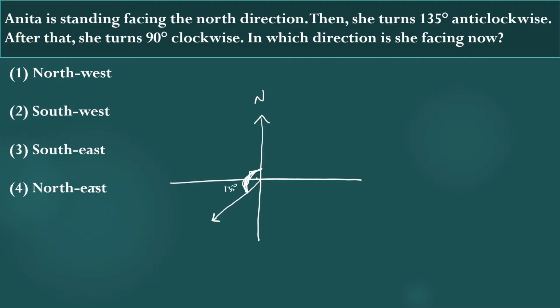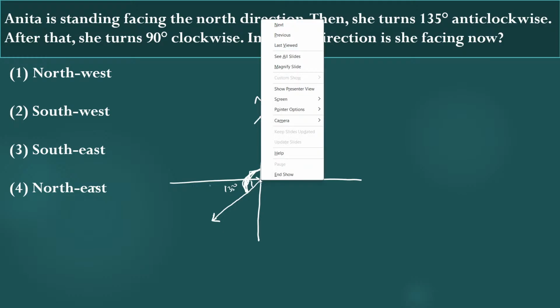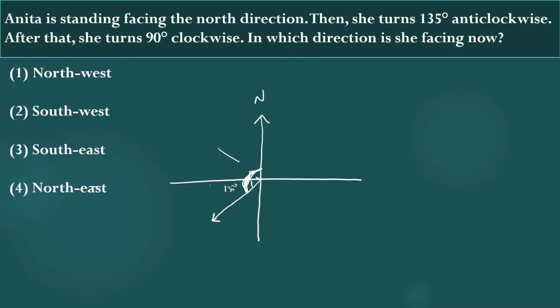Right. And after that she turns 90 degrees clockwise. So, here to here we have 45, here to here we have 45, and she turned 90 degrees. Okay. And in which direction is she facing now? So, here west is there. So, northwest is what she is facing.